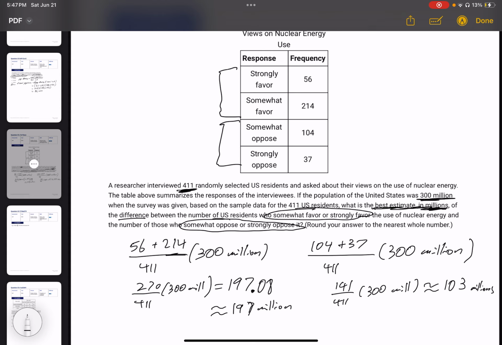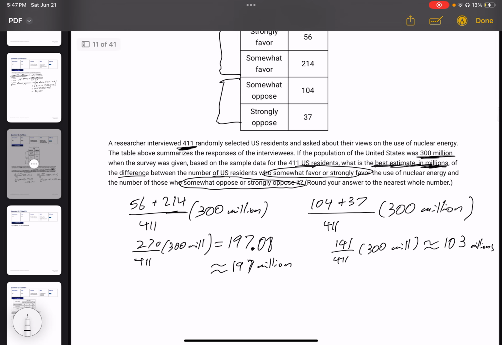Now it's asking for the difference. So we get 197 minus 103, and that's equal to 94. And that's our answer, 94 million. And you just put 94 into the calculator.